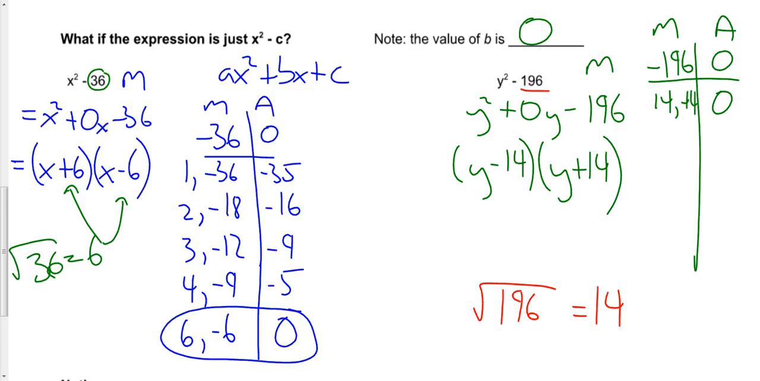So in order to solve this particular type, where you don't have any value for b, where b is equal to 0, find the square root of the positive version of the c value, and that will give you your plus and minus that you put on the end of the variable in order to get your two binomials.